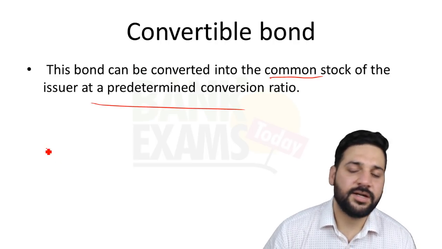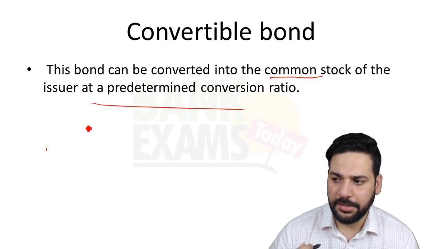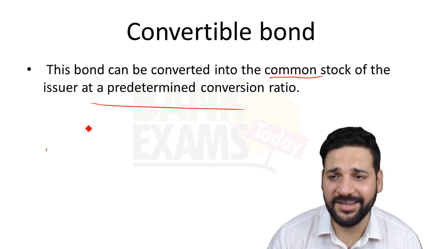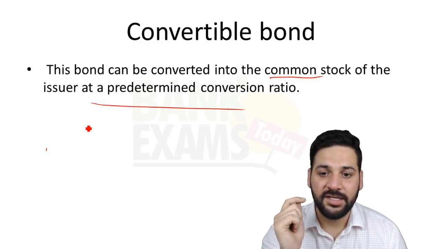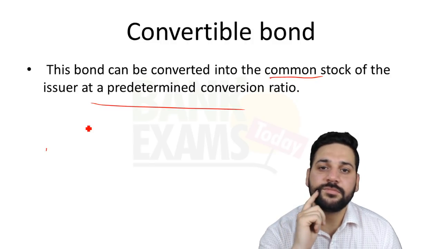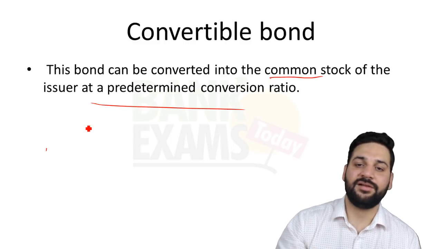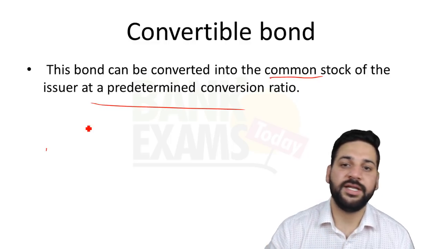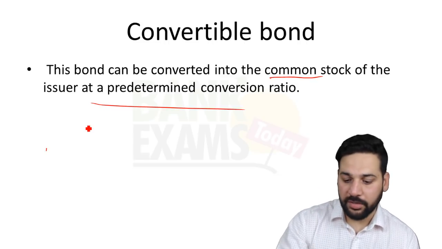I will share that in the description as well. The perpetual bonds, am I pronouncing it right? Perpetual bonds are bonds in which there is no maturity date. Once the company issues them, they keep on paying the interest. There will be no maturity date. That question was asked in 2016, the perpetual bonds.